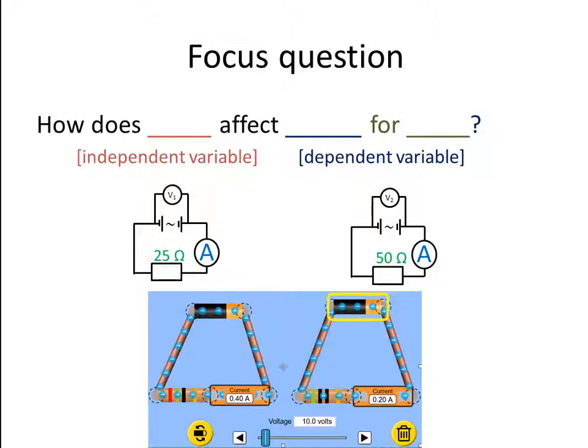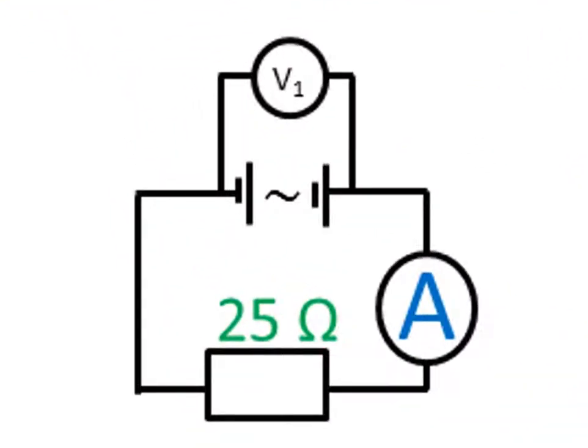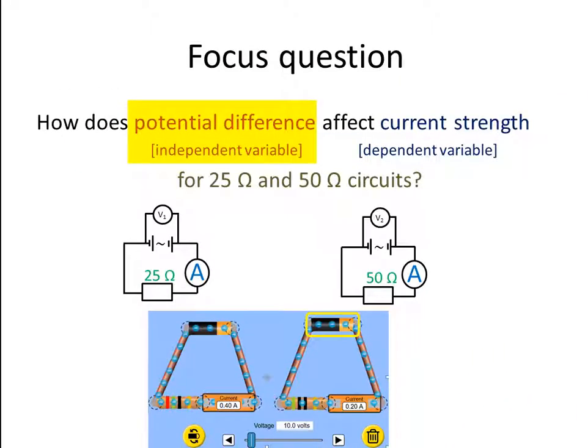So if we only focus on each of them alone, so we just look at the 25 ohm resistor and forget about the 50 ohm resistor circuit. Within that first circuit, what are we changing over time and what do we expect might change as a result of that? And I hope you can see that it is the potential difference across the circuit that we are changing over time. And we want to see how that affects current strength.